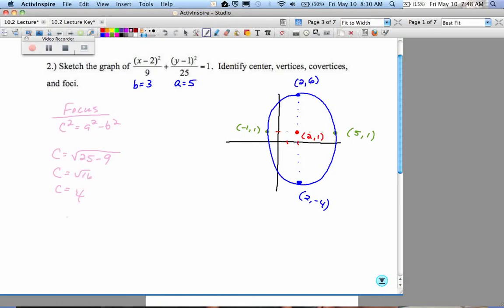So again, go along the major axis. We're going up 1, 2, 3, 4. So there's a focus there. I'm adding that to the y value, so it's 2, 5. And if I go down 4, 1, 2, 3, 4, this focus is at 2, negative 3. Okay?